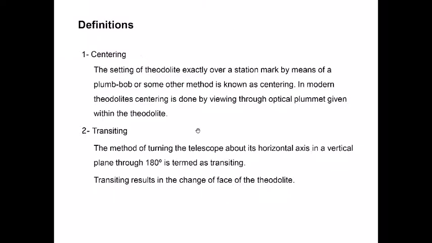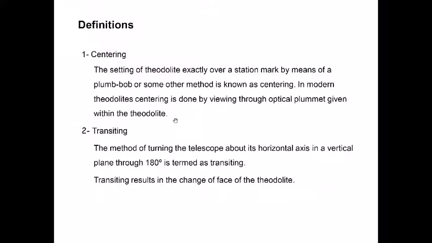So now let's see some terms. Centering. Centering is setting of your theodolite exactly above a station point. This is extremely important because if you're not centered above a station point, you won't be getting an interior angle. You would be getting some other angle. So it's very important to do this. Like we discussed, this is possible by using the optical plummet that allows you to do it in a very accurate way.